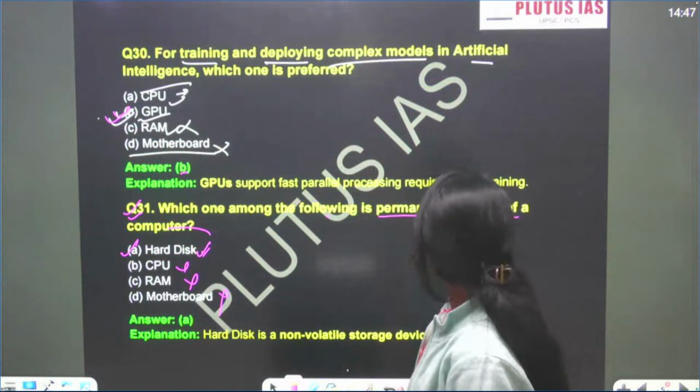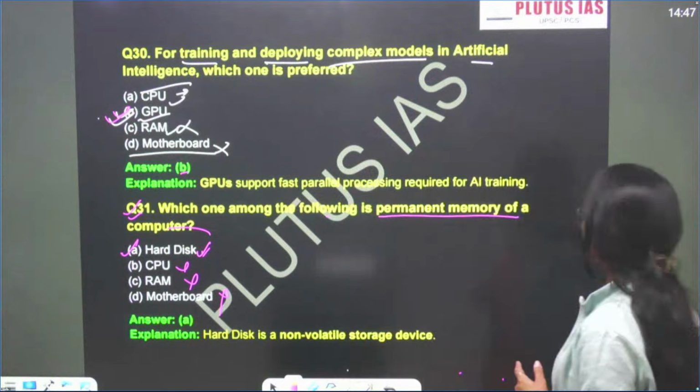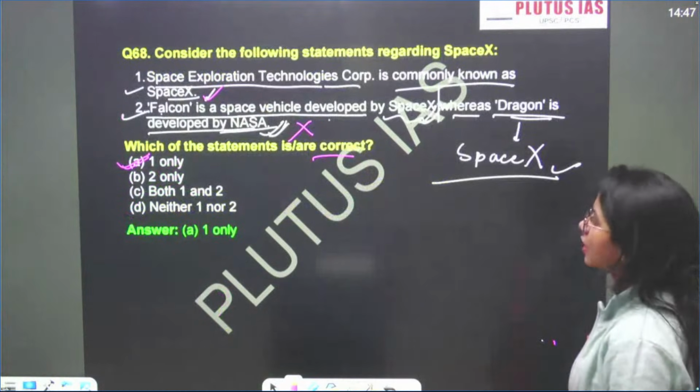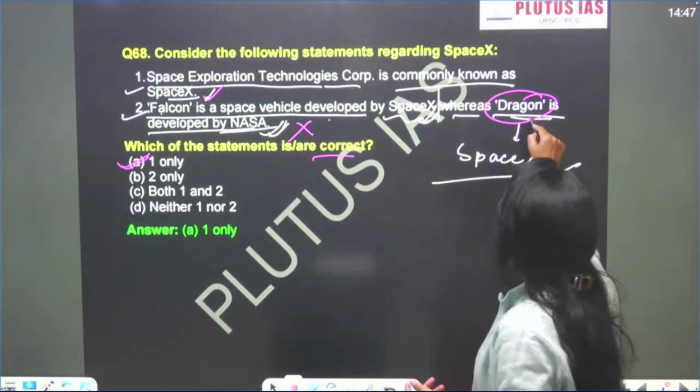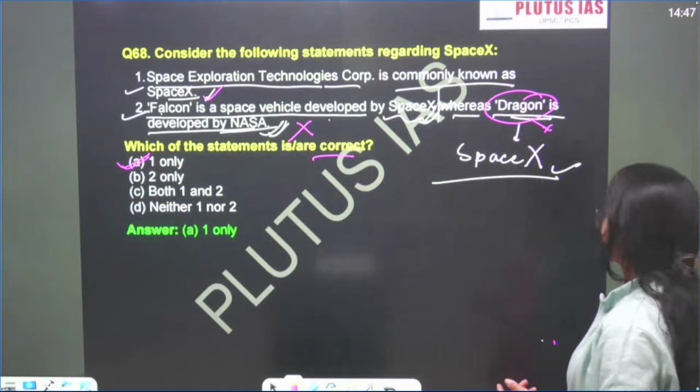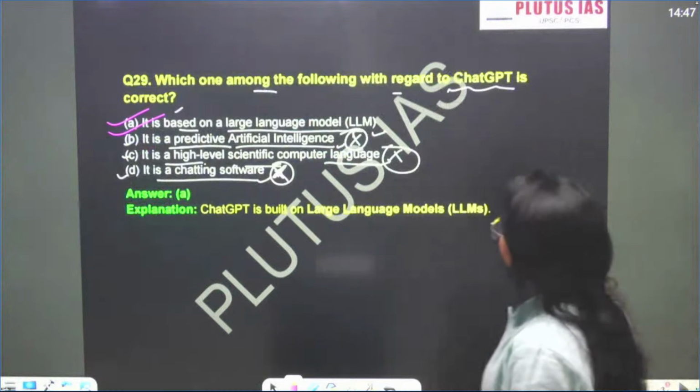Then which one of the following is permanent memory? Of course, this is also one of the doable questions. SpaceX हमें पता ही है. Dragon such kind of thing is not developed by NASA or anything like that. This is also doable. And ChatGPT is of course one of the questions.